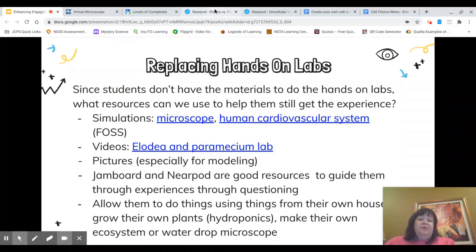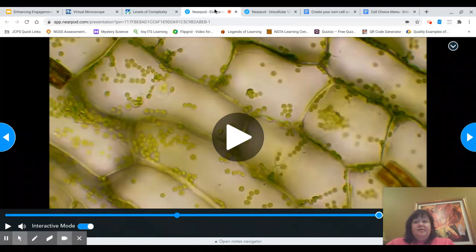And so we used Nearpod here, and you're going to hear me talk about Nearpod a lot because we used it a lot. I know some people use Pear Deck, which is similar. You could probably do the same thing in Pear Deck, I'm just not as familiar with it. But instead of having the microscope, we would have a video blown up at the same magnification.